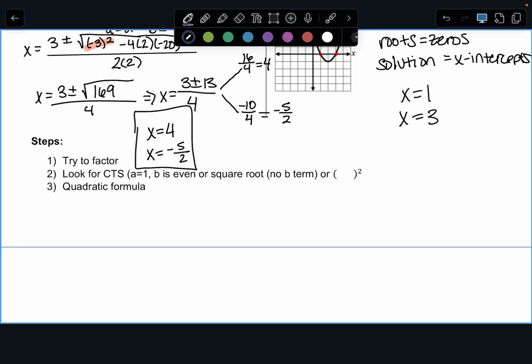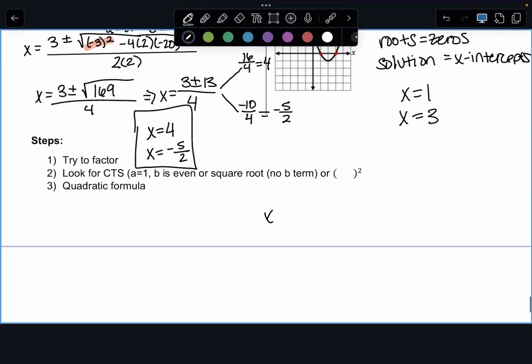If you tell us to complete the square, will b always be even or square root? Yes. Can you tell me the quadratic formula? Yeah, x is equal to negative b plus minus square root b squared minus 4ac all over 2a.